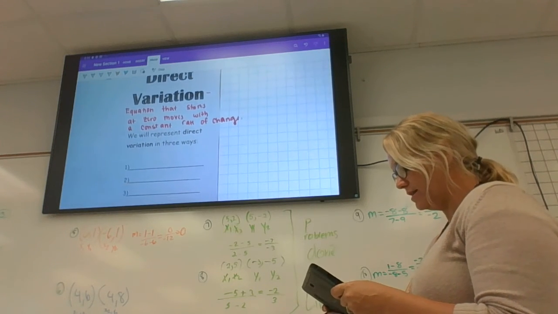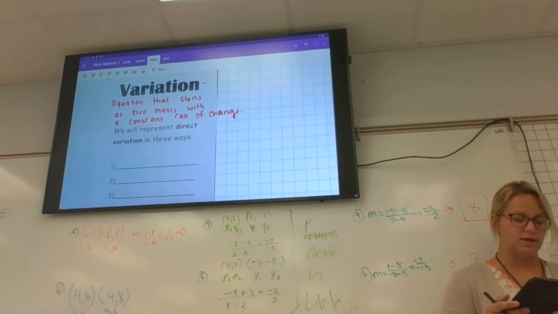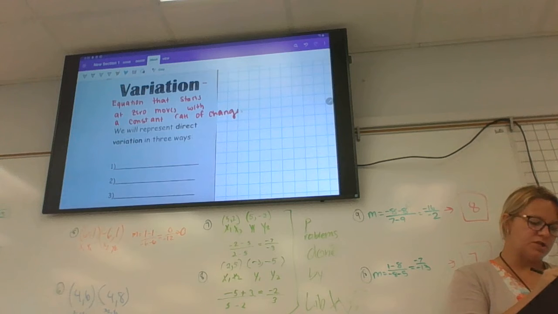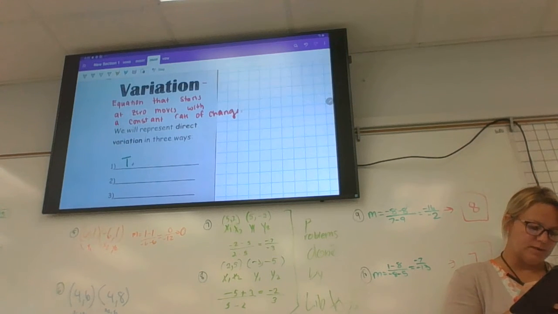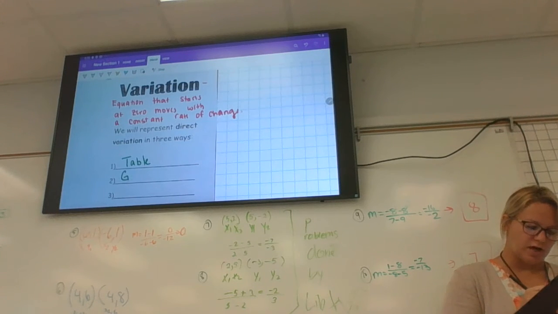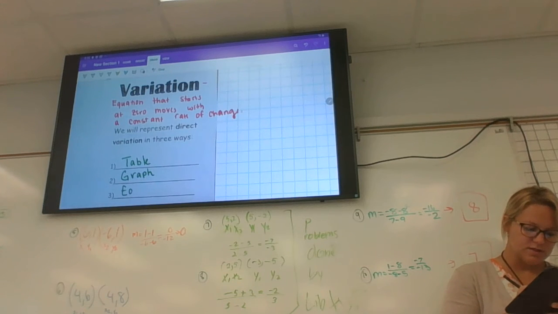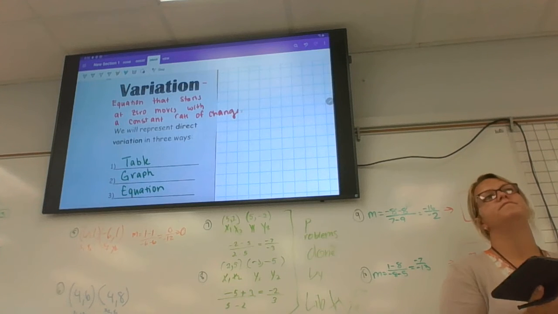We'll look at direct variation in this foldable, in this section of your textbook, in this topic in the curriculum, in 3 ways. We're going to look at tables, which we've done already. We're going to look at graphs, which we've done already. And we're going to look at equations, which we've done the least amount, I'd say.